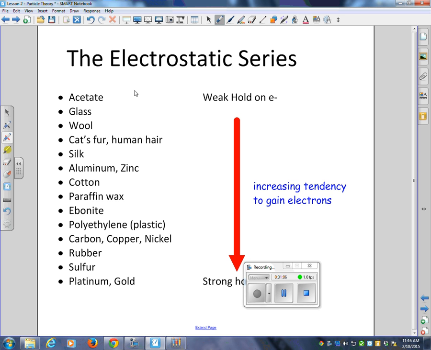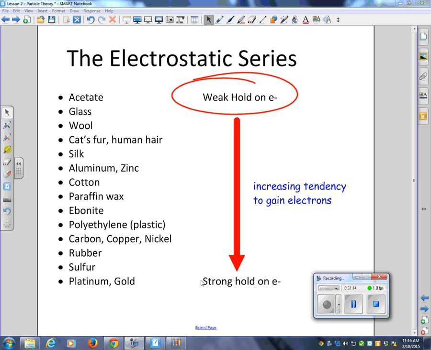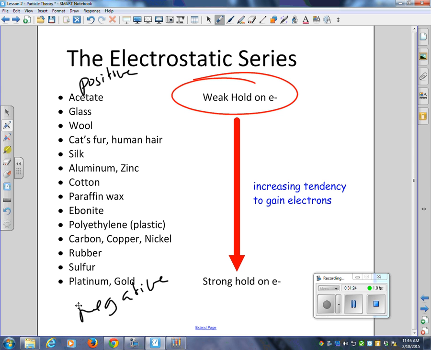Listen. This is called the electrostatic series. These ones up here are weak. These ones down here are strong. These ones become negative. These ones become positive. Write that on there. I'm going to ask you to use that chart on the test. We'll check that next time, Thursday.